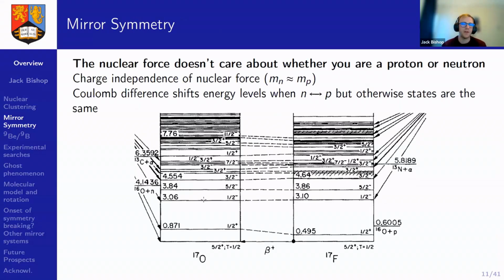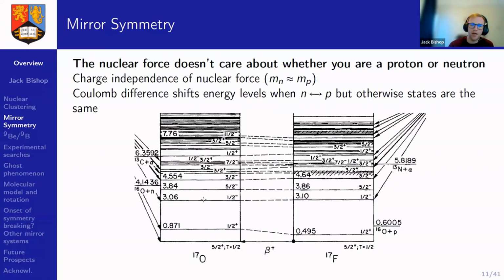And this essentially arises because the mass of the neutron and the mass of the proton are approximately the same on the energy scales that we're looking at. Of course, as I said, the only difference is that the proton has an additional electromagnetic interaction. So we get very slight differences due to the Coulomb differences. But otherwise, when we swap our neutrons and our protons, we expect the states and our nuclear physics behavior to be the same. So we can look at this in action.